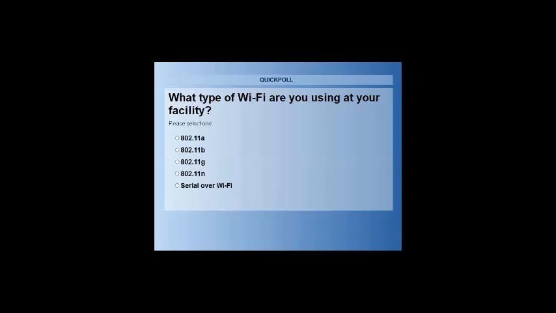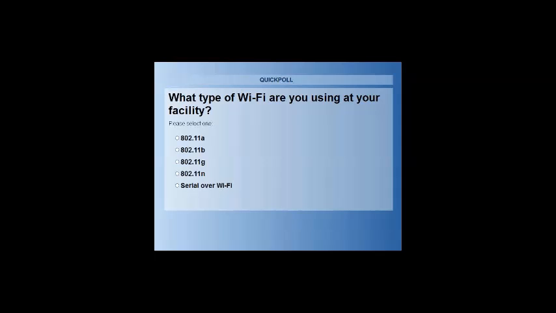So it's time for another question for you guys. Hopefully you all have your click fingers ready. I'd like to know what type of Wi-Fi you're using at your facility: 802.11a, 802.11b, 802.11g, 802.11n, or serial over Wi-Fi. And if you don't currently use wireless, let us know what type of wireless you would like to implement based on the type of data that we've had here in this presentation.